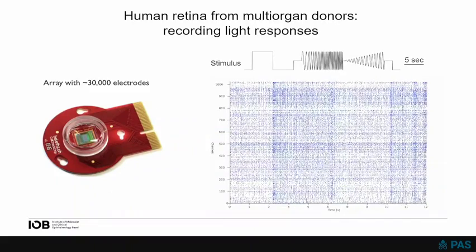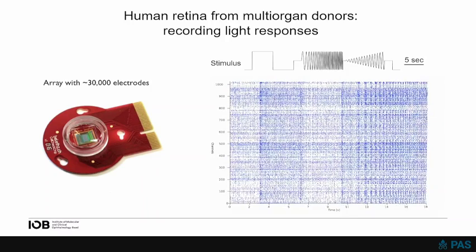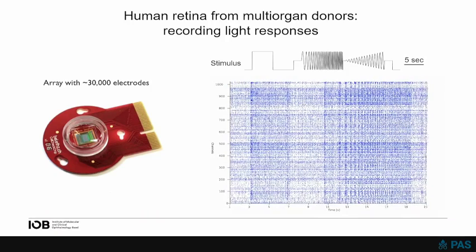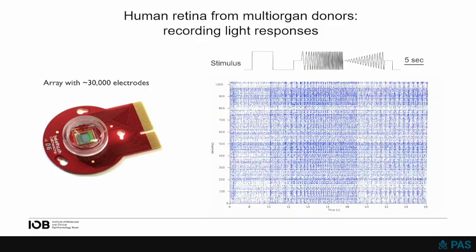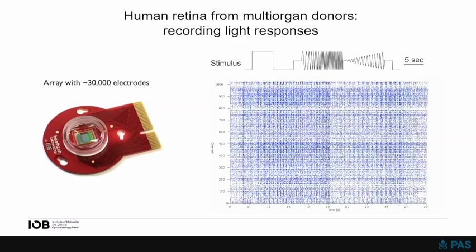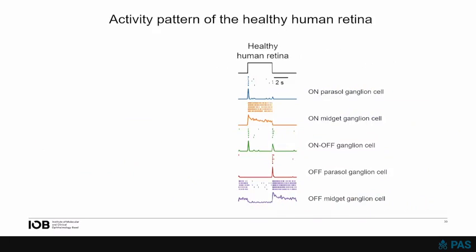Here's a multi-electrode array with around 30,000 electrodes made at ETH by Andreas Hierlemann. We put down the human retina, usually around 5 minutes after donation. The retina is in an oxygenated chamber. And you can see that we flicker light, and 1,000 electrodes are recording now from ganglion cells. This is coming from 5 different types of ganglion cells. Here are the 5 types. If you show a step of light, you can see the so-called on-parasol, on-midget, on-off, off-parasol and off-midget ganglion cells. The names don't matter. What's important is that each of these responds very differently to the same input.